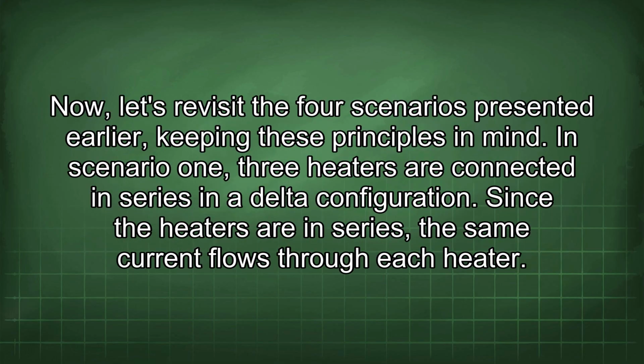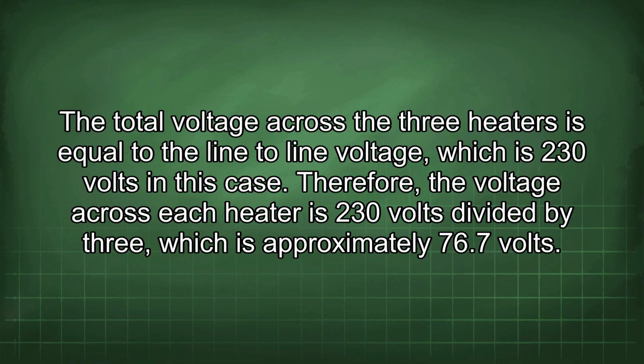Now let's revisit the four scenarios presented earlier, keeping these principles in mind. In scenario 1, three heaters are connected in series in a delta configuration. Since the heaters are in series, the same current flows through each heater. The total voltage across the three heaters is equal to the line-to-line voltage, which is 230 volts in this case. Therefore, the voltage across each heater is 230 volts divided by 3, which is approximately 76.7 volts.